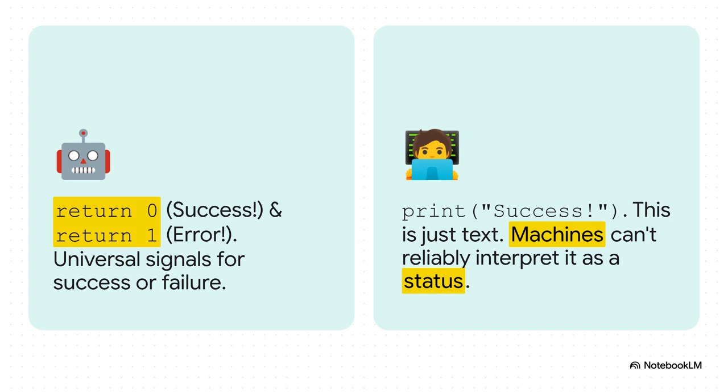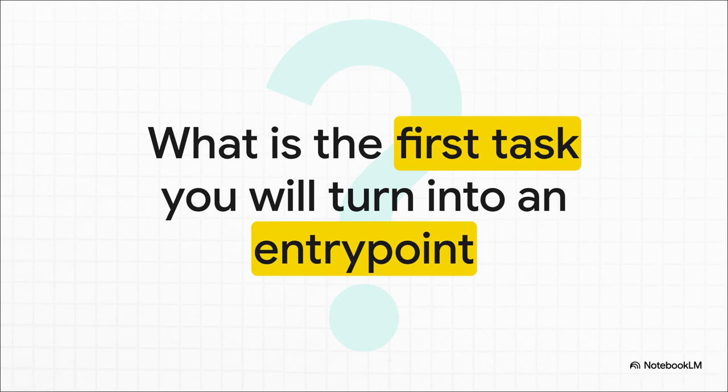I'm going to say this again because it is that important for automation. A machine can't read the sentence "script finished successfully." It's just a string of characters. It has no idea if that means good or bad. But when it sees an exit code of 0, it knows. That's a universal signal for success. An exit code of 1, universal signal for failure. If you want to build reliable, automated systems, this is not optional. It's the law.